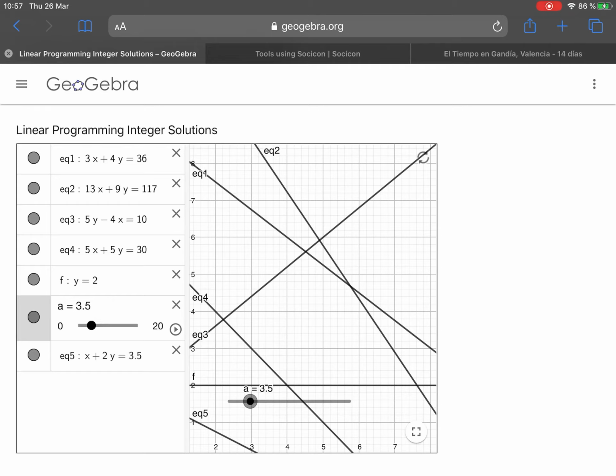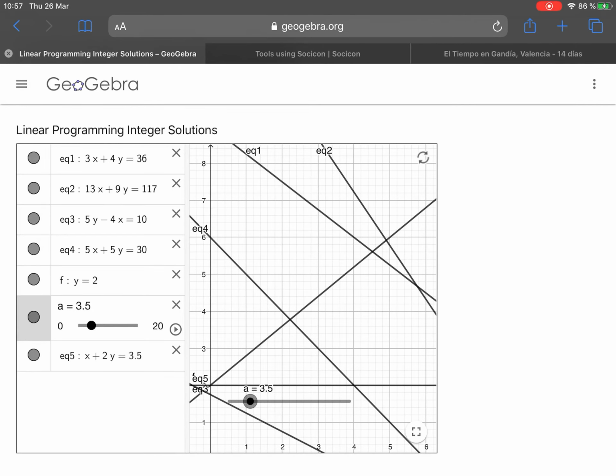What I've got here is an example of linear programming, finding an optimal solution with integer solutions allowed only. In this sample that I created is the example on page 178 at the bottom, example 11.